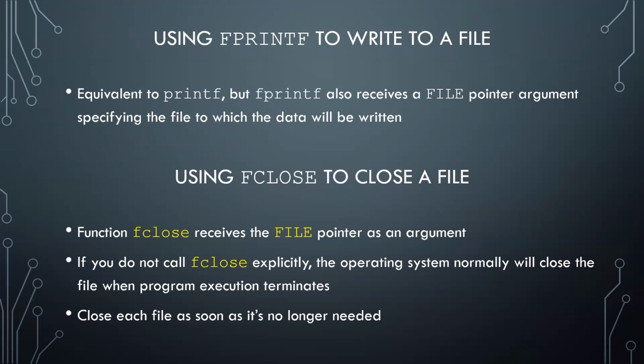Then we also need to close it. After we're done either reading or writing the file data, we must close it. So first you must open it regardless of what you're going to do. Then you can either read or write. And then finally you have to close those files. We use fclose, and it receives the file pointer as an argument. If you do not call fclose explicitly, normally your operating system will close the file when your program is terminated, but it can leave an open security risk. It is good programming practice to close each file as soon as you no longer need it, and then you don't have the option of forgetting to close it at the end.